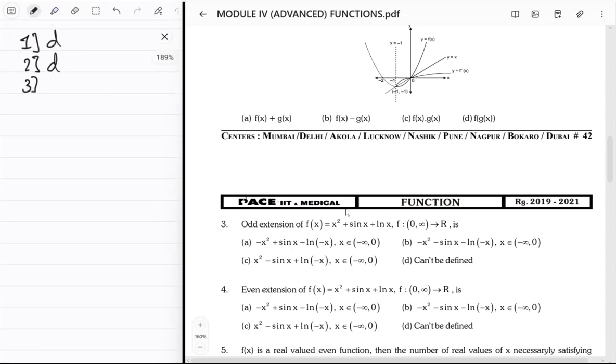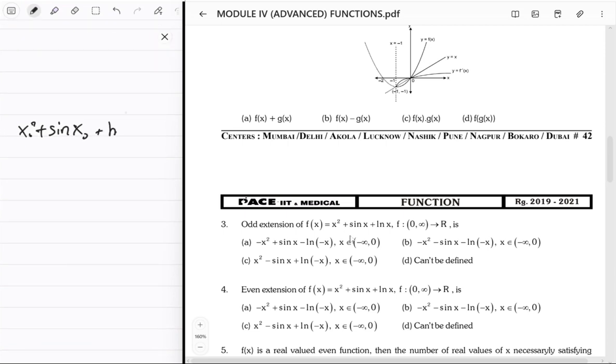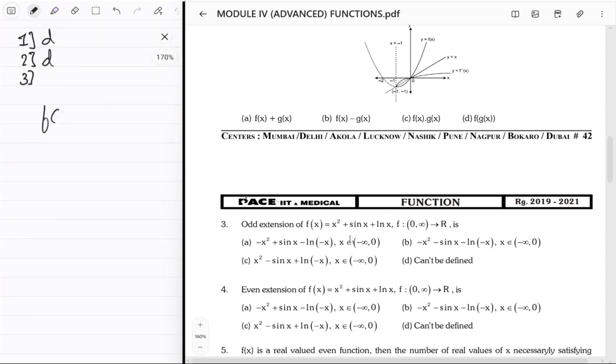There's a value x naught in the 0 to infinity domain for this function f of x. At that point, y of x naught is equal to x naught squared plus sine of x naught plus natural log of x naught. Now what we want is... let's not use x naught. Do I really have to tell what I'm doing? I guess I have to, because I'm teaching this. So f of x is this thing. Now listen to me.